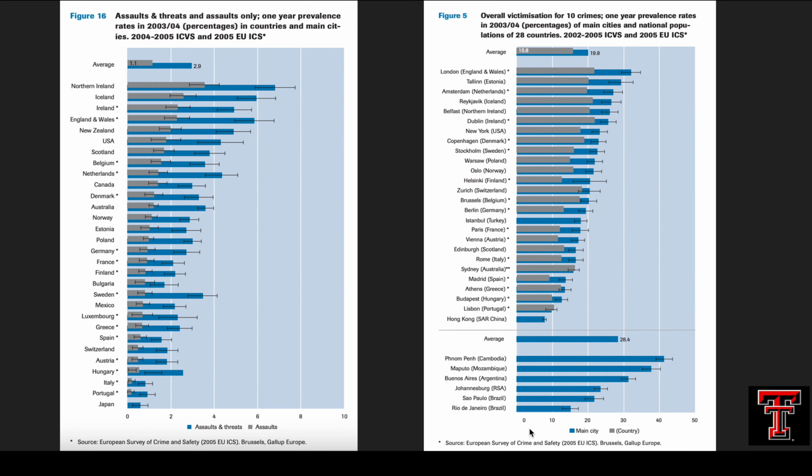This is from the International Victimization Study, and it shows the extent of victimization in different countries. Here in the USA, we seem to be a little bit above average. We're lower than some of the other countries, lower than Ireland for assaults and threats. However, a lot of the other European nations, Italy, Portugal, Hungary, Austria, all have much lower rates of assaults than the United States, and Japan's is very, very low. Japan is known to have a very low crime rate.